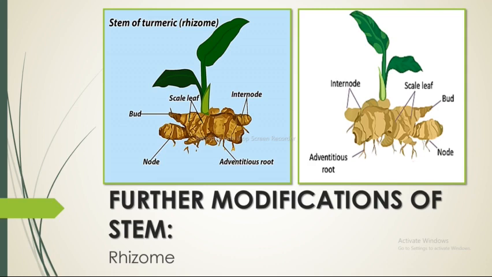Further modifications of the stem. So this is the rhizome. In the first figure, you can see this is the stem of the turmeric rhizome, which includes the scale leaves. This is the bud, this is the node, internode, and adventitious root. In the second figure, you can see that these are internodes, these are scale leaf, bud, node, and these are adventitious roots as shown in the figure.